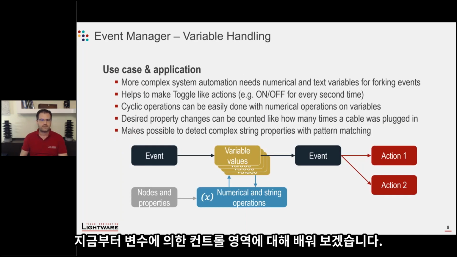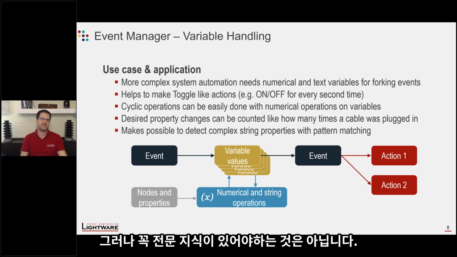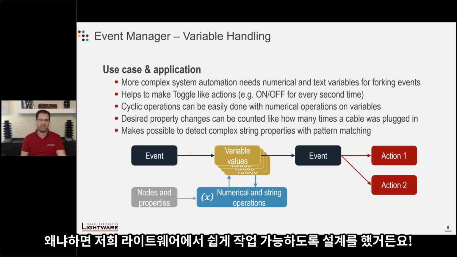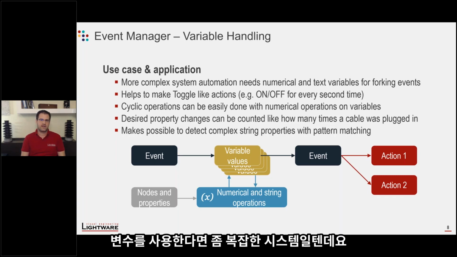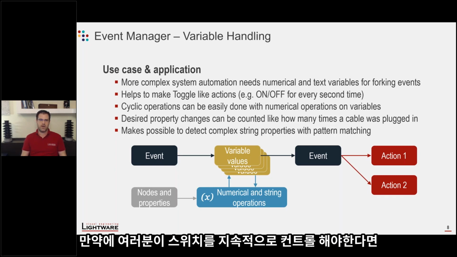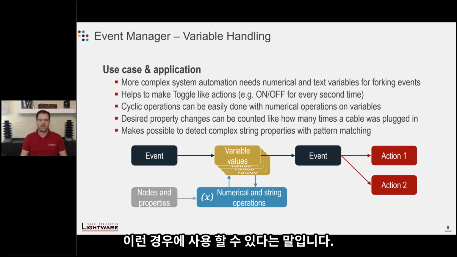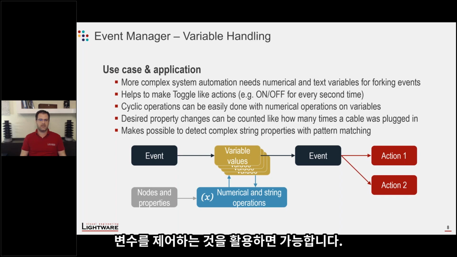Let's go on. The second feature is the variable handling. It will be a little bit more into the details of programming, but you don't have to be a programmer, because we have made a nice user-friendly interface in our LDC. The use case for variables is when you have a more complex system where the automation needs some numerical or text variables for forking the events. For example, if you want to have a toggle-like action to turn the light on and off with a single press of one button, that is possible with the new numerical operations on these variables.